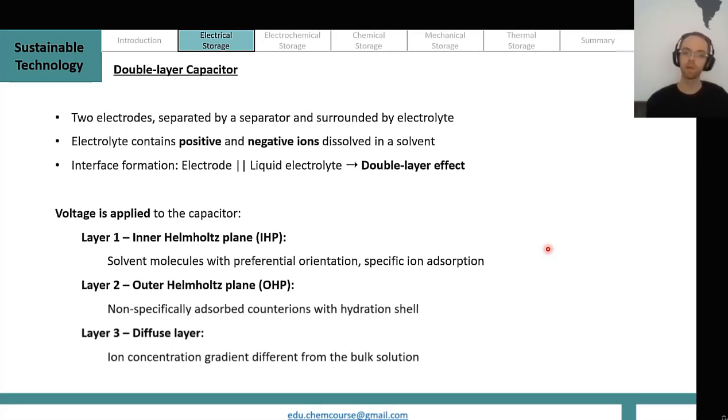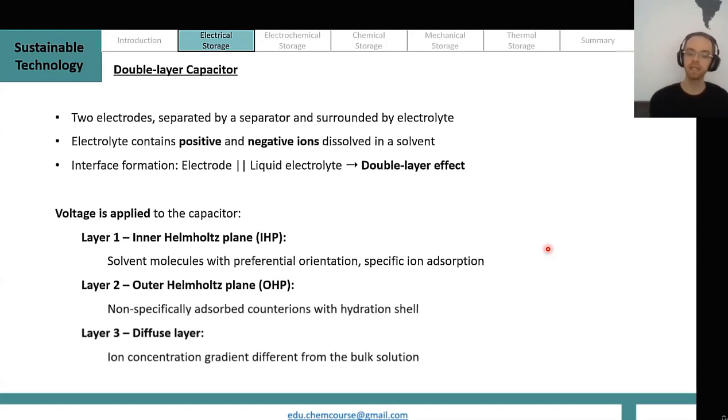If you apply a voltage to your electrodes, you will form three different layers. The layer number one is the so-called inner Helmholtz plane, or IHP. At the IHP, you have solvent molecules in a preferential orientation, because these solvent molecules feel the electric field created by the electrode and they orient accordingly. Additionally, you can, for example, also have specific ion adsorption.